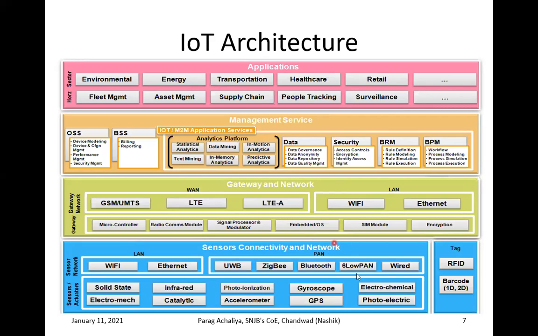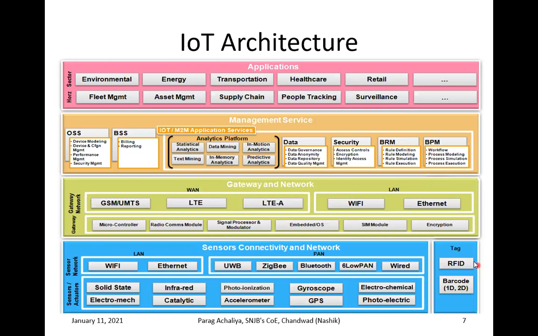In this subject, we are going to see 6LoWPAN or it can be your wired connection and so on. So this is what your sensor network is. Under this layer, the first part will be your network part and the second will be your various sensors and actuators. There can be various sensors like your gyroscope, GPS, photoelectric sensor, electrochemical sensors or catalytic, infrared, and so on. The very first layer will have your network as well as sensors and actuators.